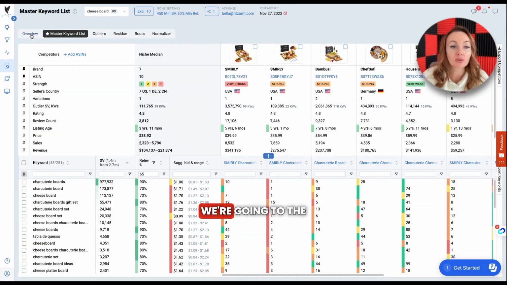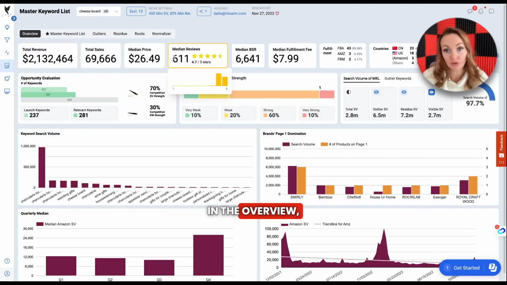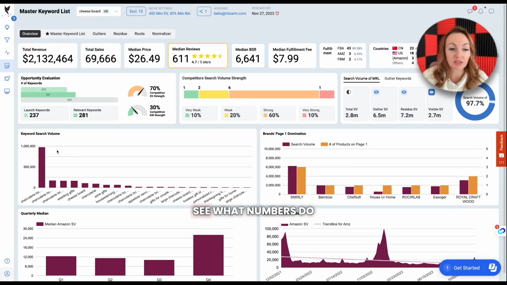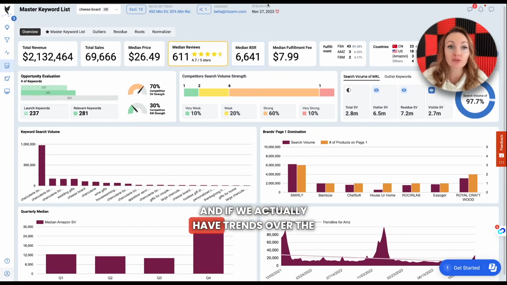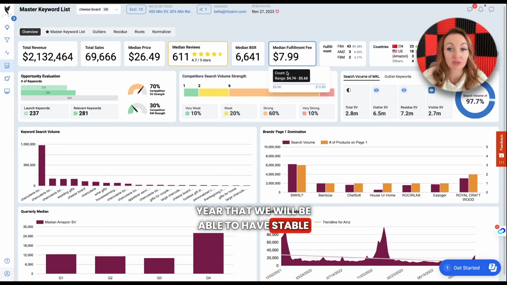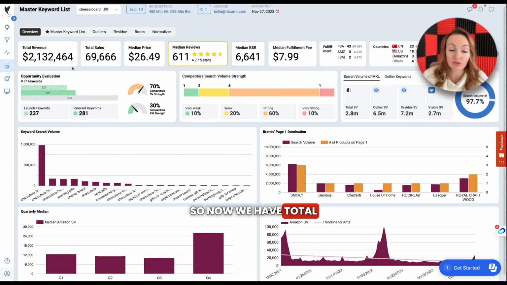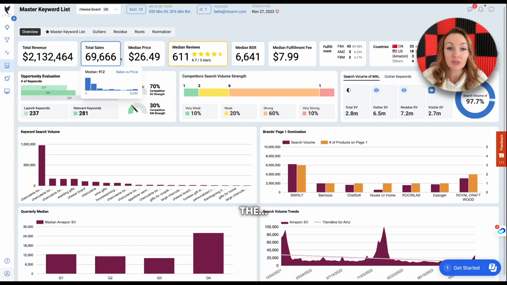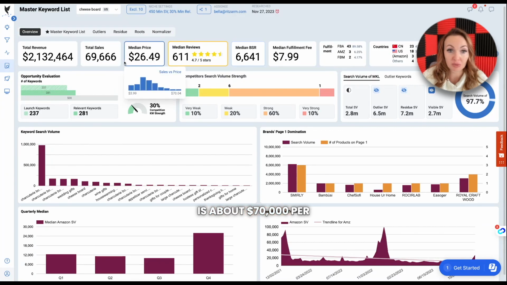Okay, next we're going to the overview. In the overview, we will be able to see what numbers we have based on the total revenue, total amount of sales, and if we actually have trends over the year, so that we will be able to have stable sales. So now we have total revenue over $2 million across the sellers we're looking at and analyzing right now. The median of the sales is about $70,000 per seller.